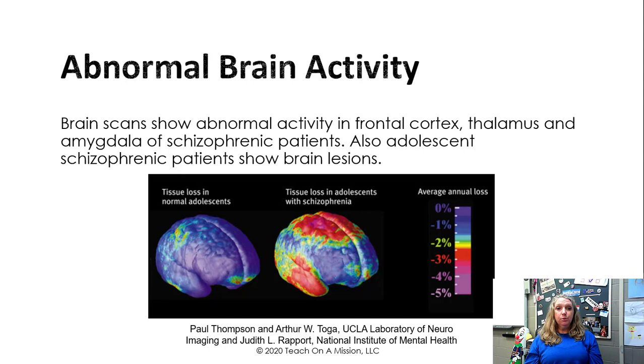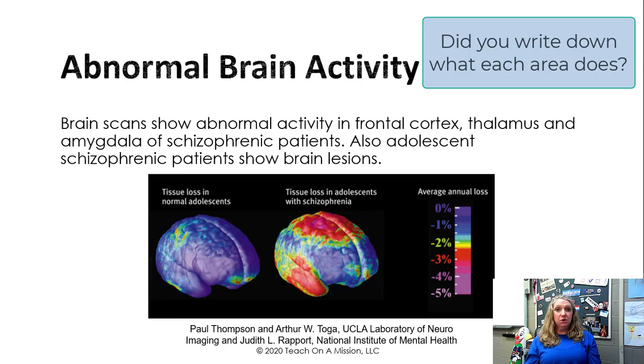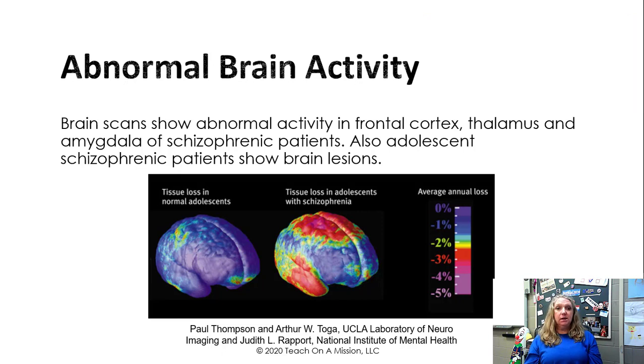So in an abnormal brain activity, brain scans show abnormal activity in the frontal cortex, the thalamus, and the amygdala of schizophrenic patients. Go back and review, what does the frontal cortex control? Like, what is it responsible for? What's the thalamus responsible for? What's the amygdala responsible for? Go back and then write them down in your notes so you have them there. It's a great way to review Unit 2 biological basis. And also, adolescent schizophrenic patients show brain lesions.